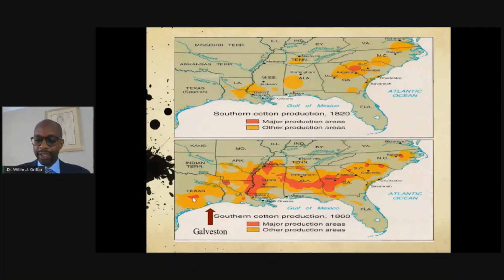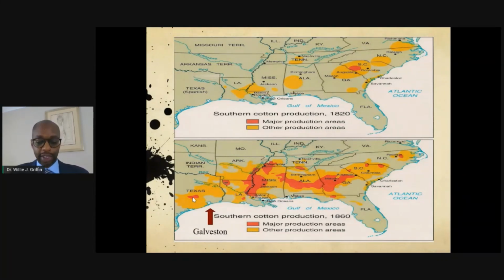Today, Galveston, Texas is a coastal resort city and port off the south coast of Texas. But when the Emancipation Proclamation was issued, it was the most western seaport in the southern slave kingdom that emerged in the United States between the 1820s and the 1860s.